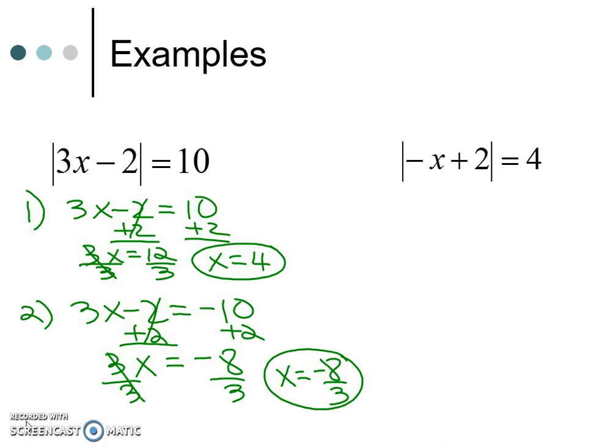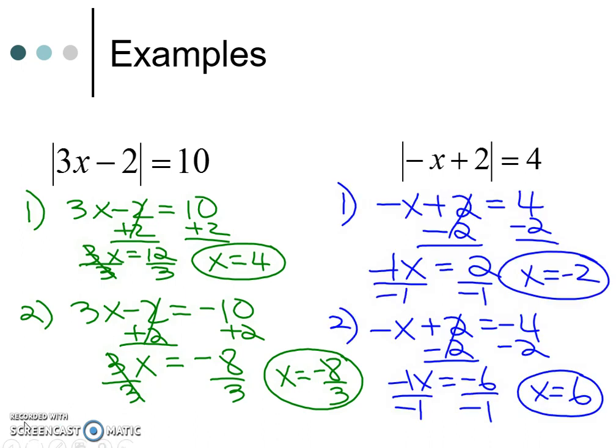I want you to pause the video and try the next problem. Absolute value of negative x plus 2 equals 4. And then I want you to check. Pause the video. Please check your answers. You have two x values. X is negative 2, x is positive 6.